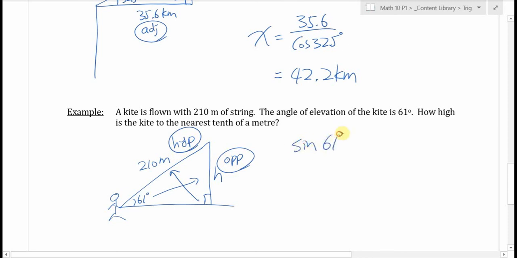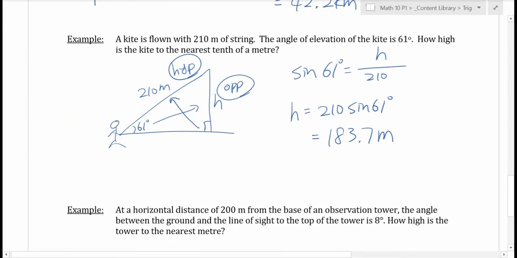So sine of 61 degrees is opposite over hypotenuse. Notice I use H in this case for height, but it could be confusing, could be hypotenuse. You can use any variable you want. It doesn't really matter. So to solve for height, you simply multiply both sides by 210. So 210 times sine 61. Let's see what it gives us. It is 183.7 meters to the nearest tenth. That's how high above your hand the kite is vertically.